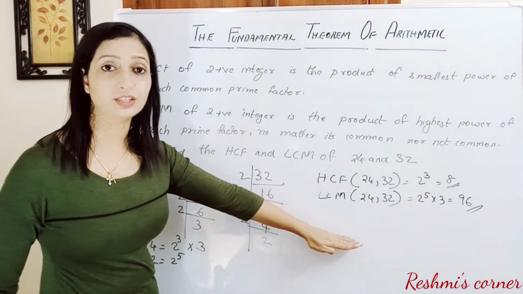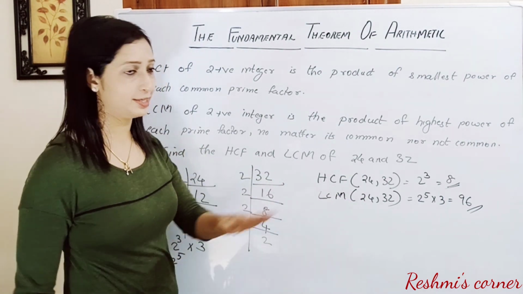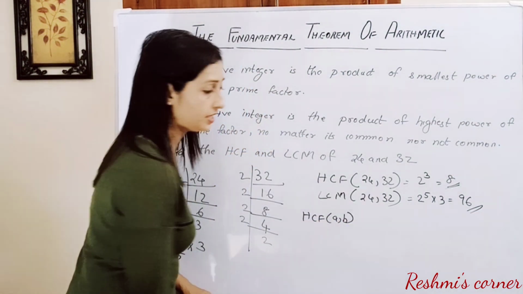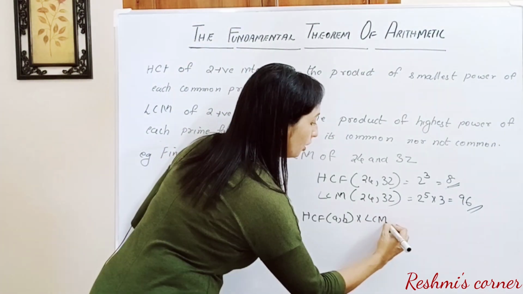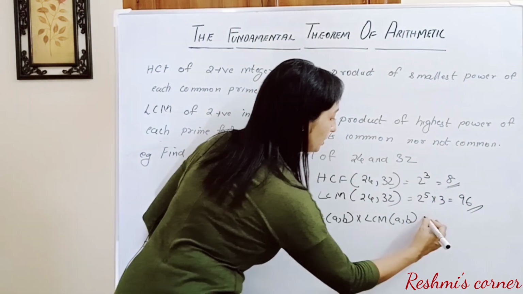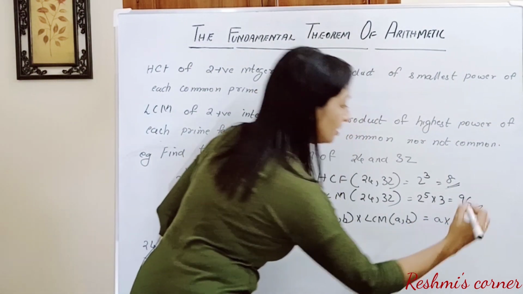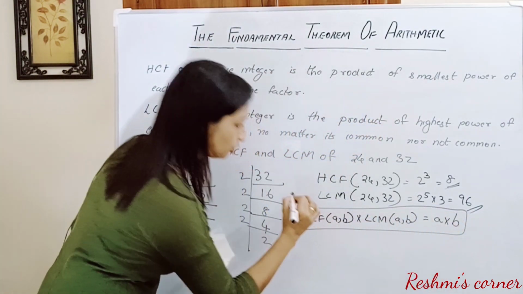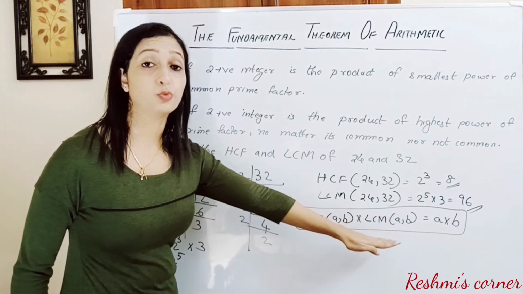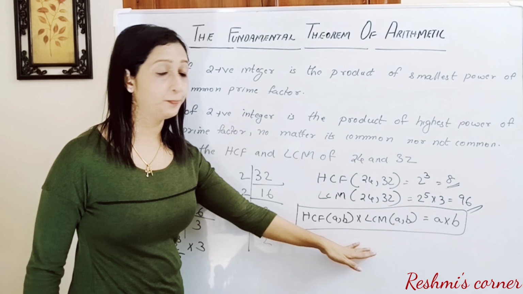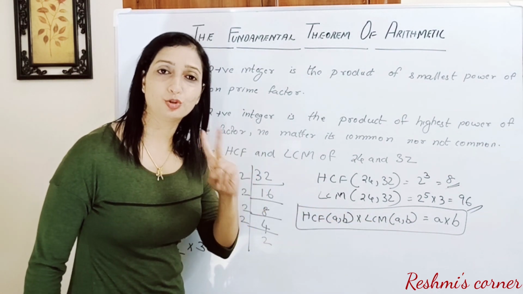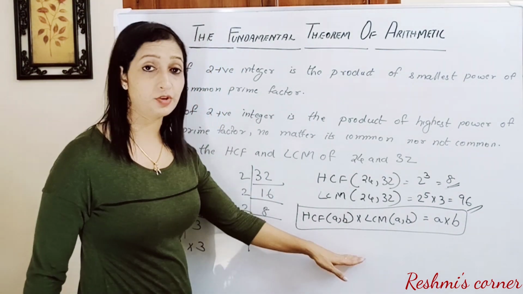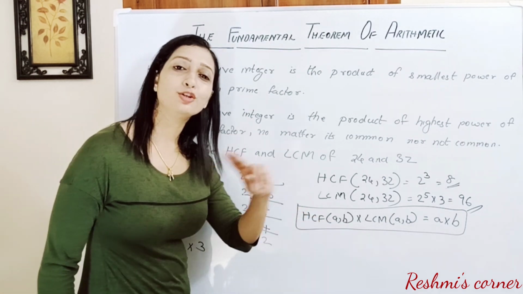Now there is one more condition relating this HCF and LCM, and that is HCF of two numbers A and B into LCM of two numbers A and B is equal to the product of the two numbers A and B. This is a general formula which can be used to solve many problems. So it is very important. You should memorize this formula. Now this is true for only two numbers, not three numbers. Here A and B are the two numbers. So always remember, this condition is true only for two numbers.